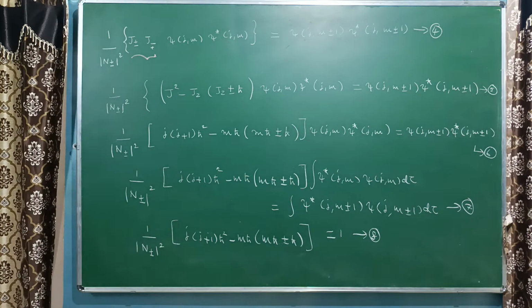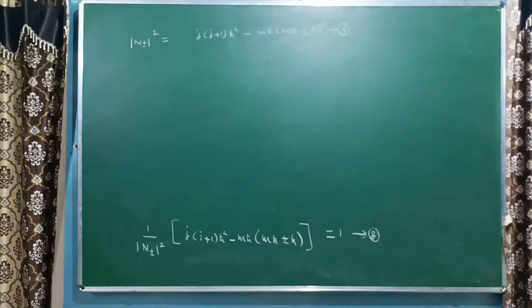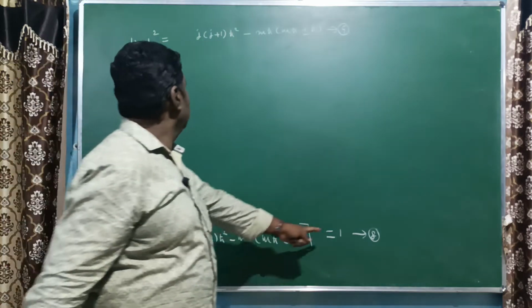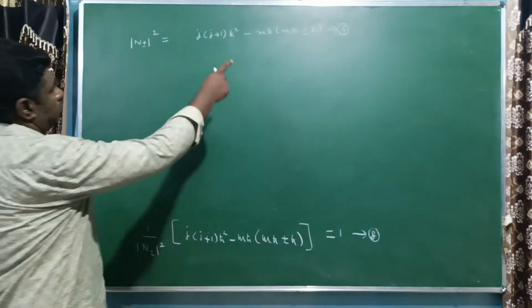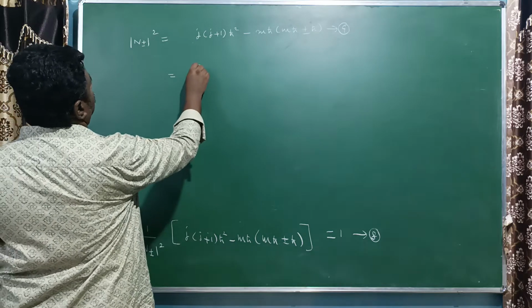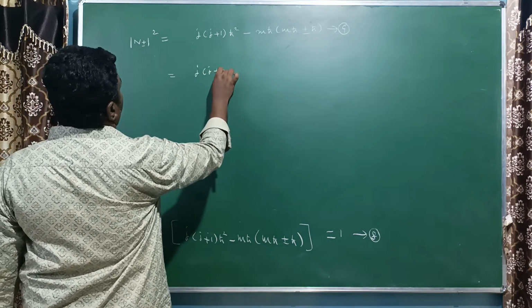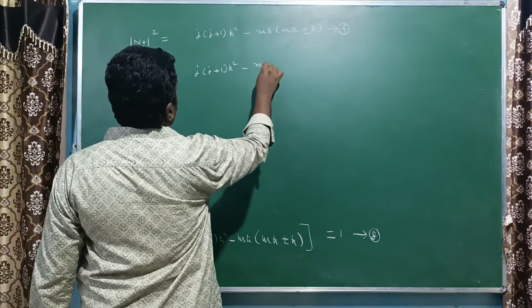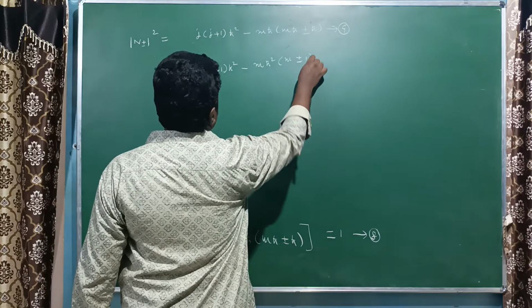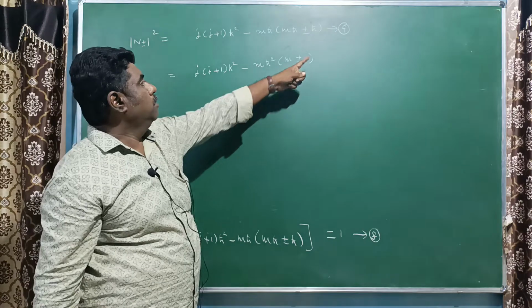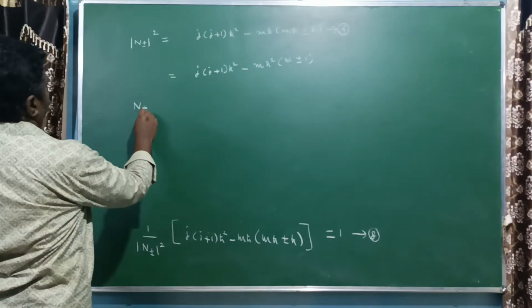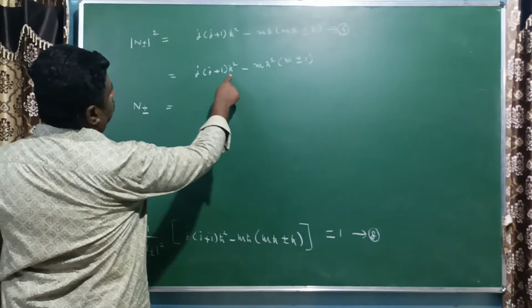Now we have to find out the value of N plus or minus. That is our motive. N plus is the eigenvalue of J plus, N minus is the eigenvalue of J minus. From equation 8, just cross multiply. N plus or minus square is equal to j into j plus 1 h cross square minus m h cross into m h cross plus or minus h cross. This is equal to j into j plus 1 h cross square minus m h cross square into m plus or minus 1. I have taken out the h cross outside, these two h cross commonly. So minus m h cross square into m plus or minus 1. Then N plus or minus is, take this h cross square. You have to take the root for everything.